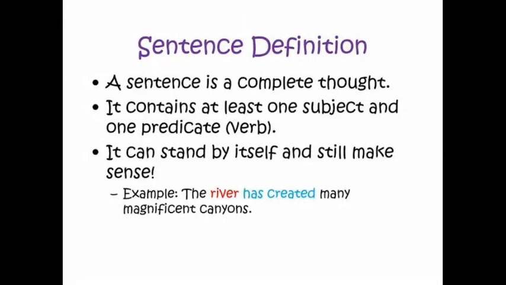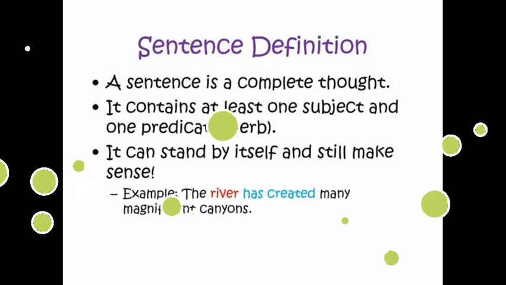How then would you define a sentence? A sentence is a complete thought. It must contain at least one subject and one predicate, including a verb. A sentence must be able to stand by itself, and it must always make sense. If it doesn't make sense, it is not a sentence, and that is why a sentence is a complete thought. Okay, it is a group of words that sound complete.